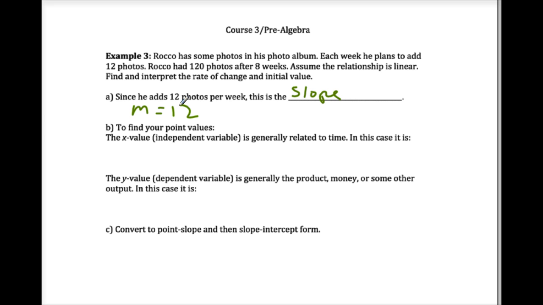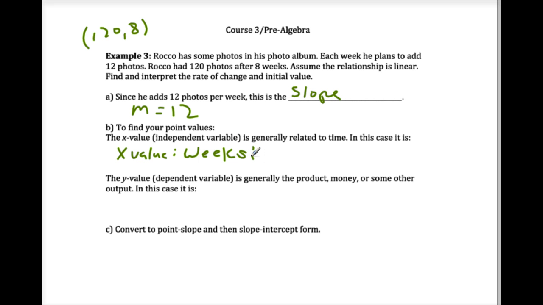Now, we got to talk about, if Rocco had 120 photos after 8 weeks, kid, don't write this down. Kids go 120, 8. It's kind of smart, and we're going to put those numbers together, but they're in the wrong order. We've talked about this before. The x value is your independent value. It's the one you input, and that's generally related to the time. So the x value, guys, is actually the weeks.